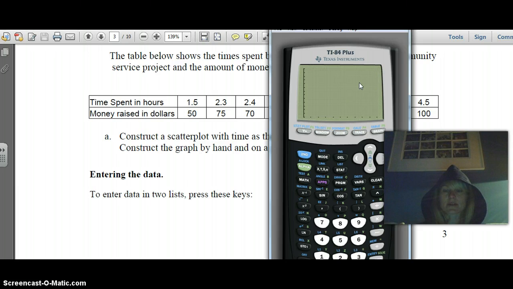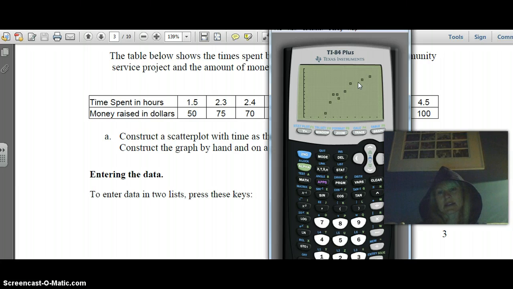This is like your little wheel thinking. Okay, so nothing came up, so I'm guessing that my stat plot's not on. So I can just go y equals, go up to stat plot and hit enter, and now it's highlighted. Or we can do second stat plot and go in and turn that on. So here's my graph. It looks pretty good.